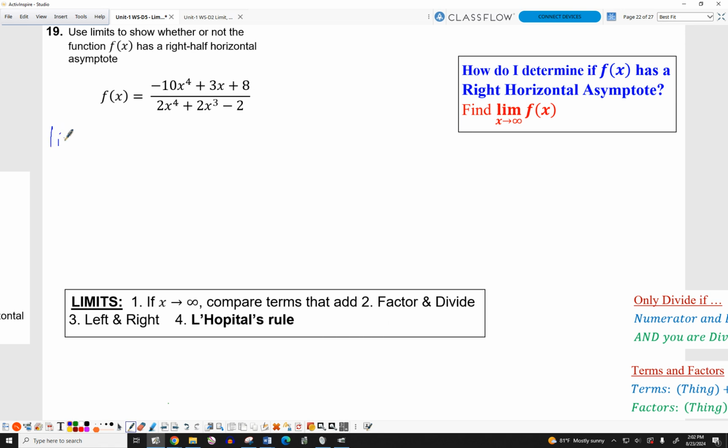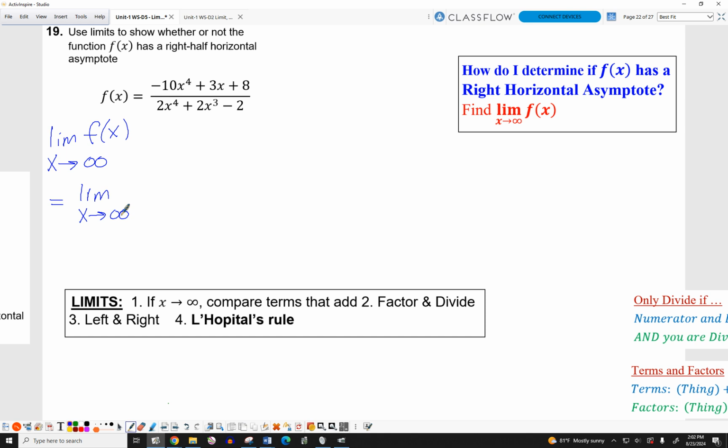So you write limit. Don't put equal yet. We're just starting, so limit as x approaches positive infinity. You're supposed to compare terms that add. So you look at the terms that are adding and you see if you can identify if there is a dominant term, or sometimes more than one dominant term. That's what we found on the last problem, number 20.